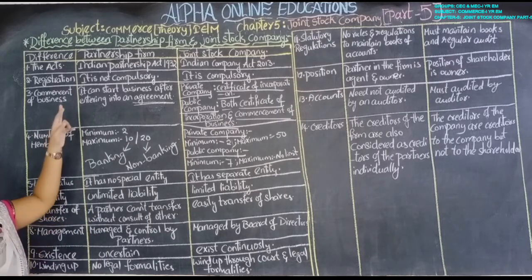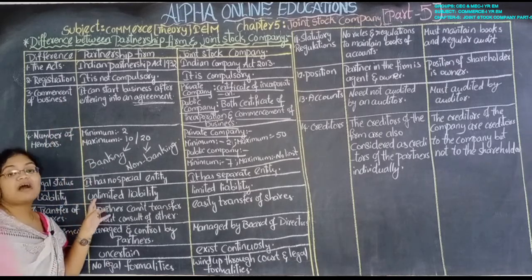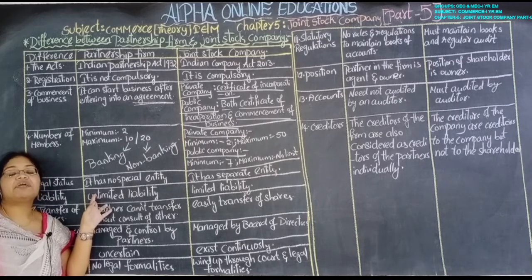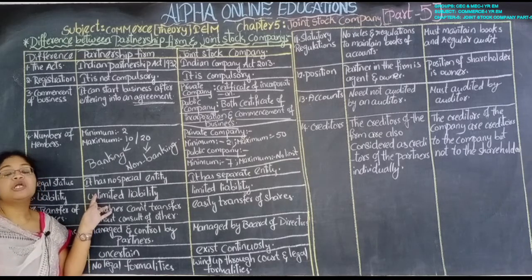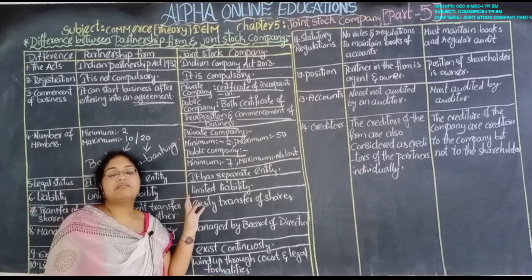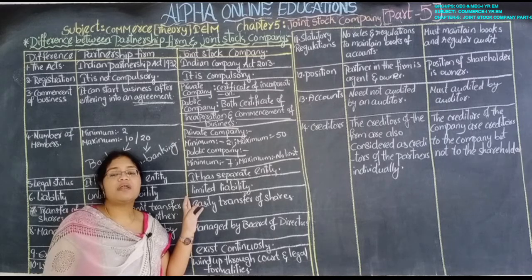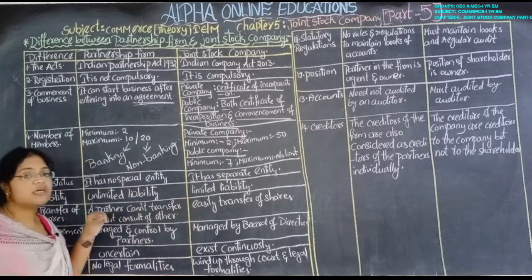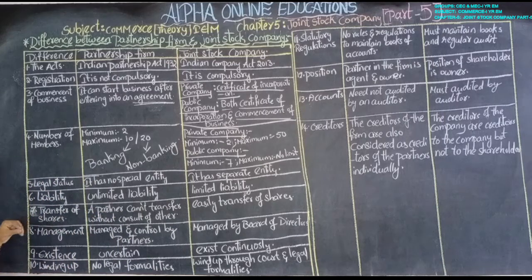Liability. In the partnership, the partners have unlimited liability. Their private property is used to claim the debts of the business, but in the case of a joint stock company, the liability of the members is limited to the shares held by them. It is limited up to the shares held by them, means the capital whatever they have contributed.